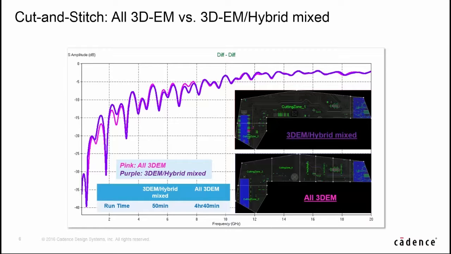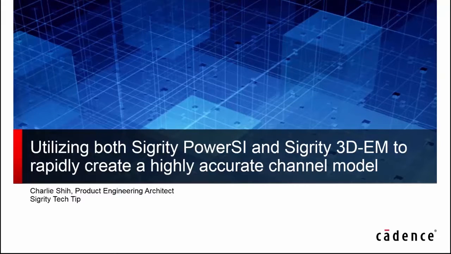To reduce the simulation time further in the cut-and-stitch flow, we have tried to reduce the partition number and mix 3DEM and hybrid solver together. We only use the 3DEM solver at both terminal ends, and the middle portion is resolved by the hybrid solver. The new results still correlate very well between cut-and-stitch and full structure, but the simulation time of the cut-and-stitch flow is dramatically reduced to 15 minutes only. In the next demo section, we will show how easy it is to switch from PowerSI to 3DEM.